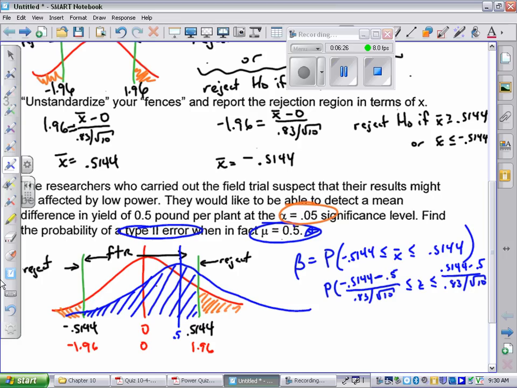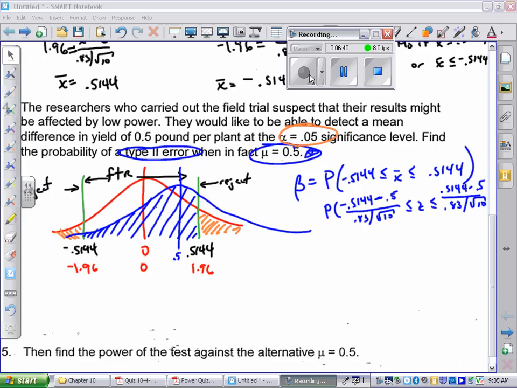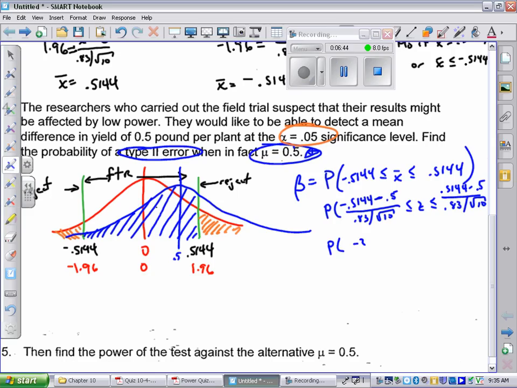Now I want everybody to try this. So for simplicity's sake, girls standardize the one on the left, guys standardize the one on the right. So everybody gets some practice. So this gives me the probability of negative 3.86 is less than or equal to z is less than or equal to 0.055.